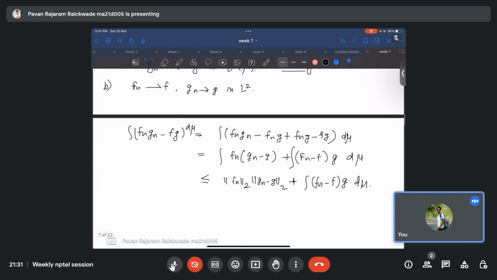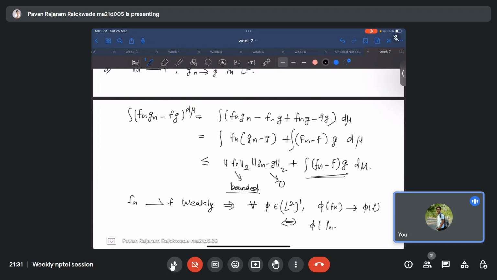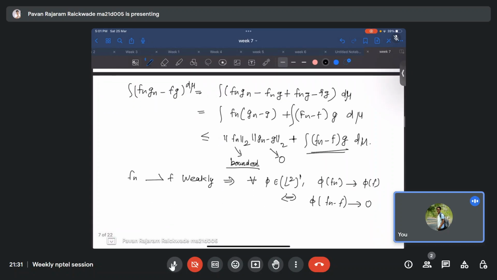What's happening here is Fn converges weakly, and it's in a Hilbert space, so the weakly convergent sequence Fn is bounded, and Gn goes to G in norm. So this goes to 0. What happens here is Fn converges to F weakly, which means for every phi belonging to the dual of L2, phi of Fn goes to phi of F, or equivalently, phi of Fn minus F goes to 0, because Fn minus F goes to 0 weakly.